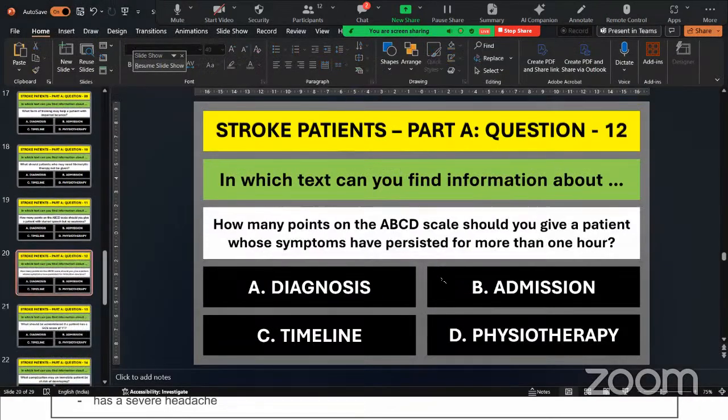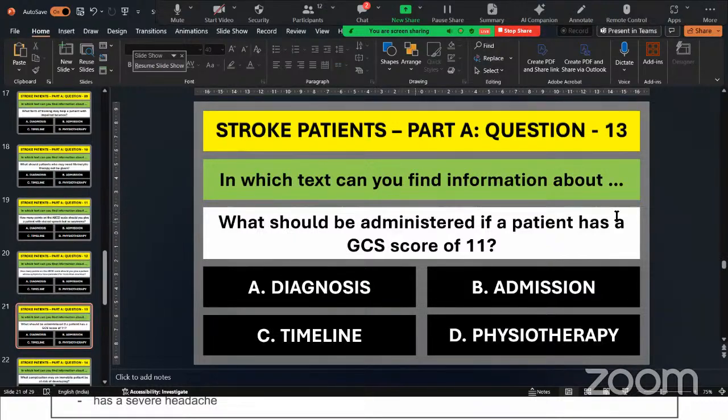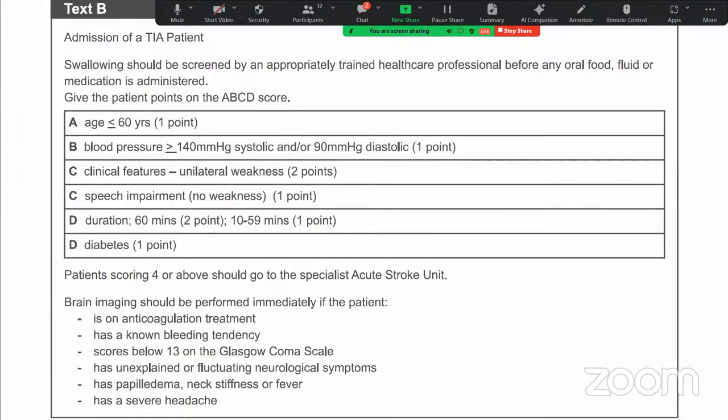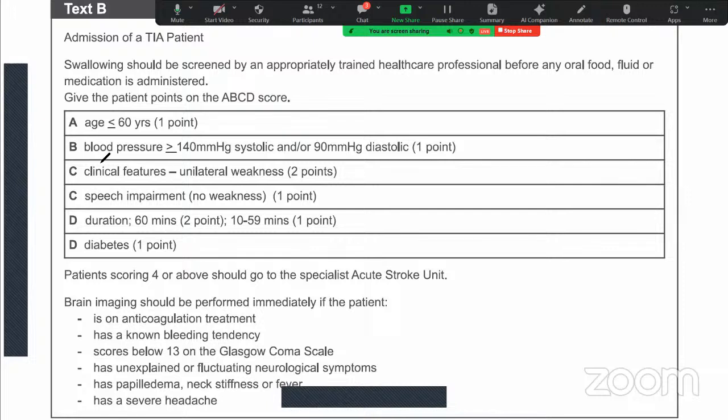So, what should be administered if a patient has a GCS score of 11? 11 is not there, but less than 13. Below 13 is there. You can see there. Yeah, B is the right answer because it is admission. When the patient is admitted, then you see the vitals. These are all vitals: age, blood pressure, clinical features, speech impairment, duration, diabetes. Okay. And all these things. See?